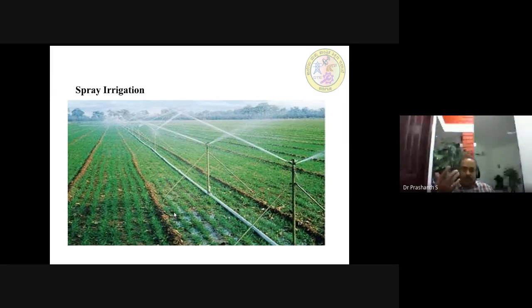So sewage farming is nothing but utilizing the sewage for growing crops. It may be of three categories, that is surface irrigation, subsurface irrigation, or you can go for spray irrigation.